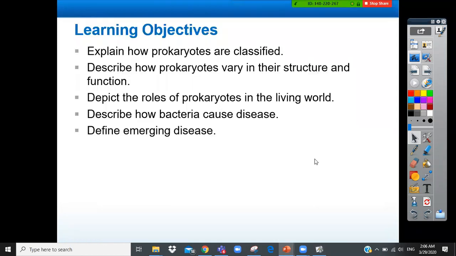By the end of this lesson, I expect you to be able to explain how prokaryotes are classified, describe how prokaryotes vary in their structure and function. You can also depict the role of prokaryotes in the living world, describe how bacteria cause disease, and define what emerging diseases are.